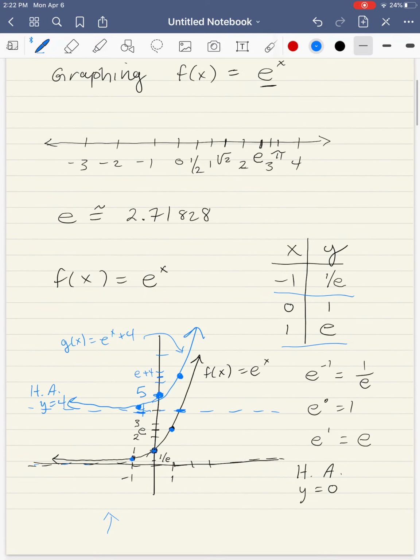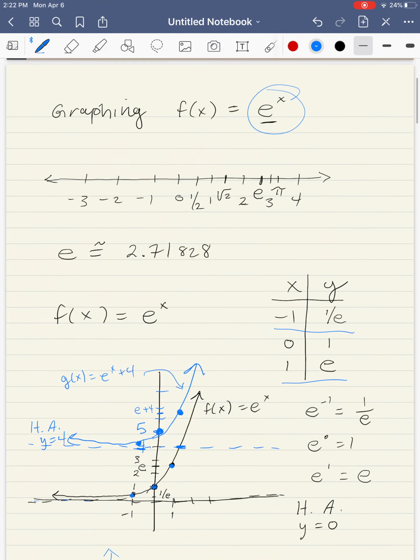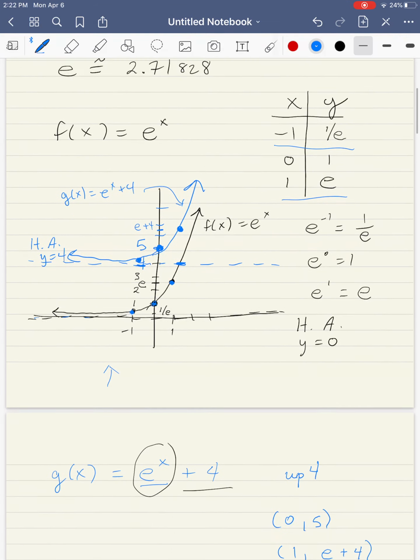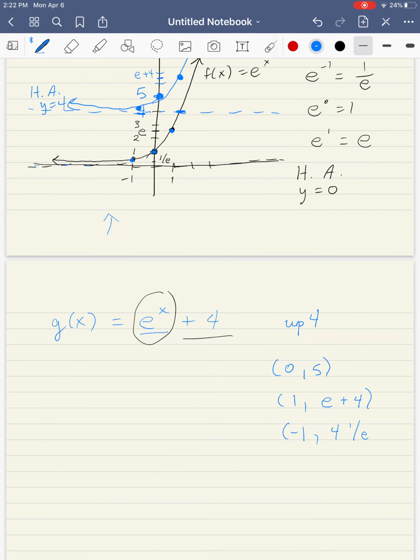So even though this looks different because it has an e in it, we can use the exact same methods that we used before if we had 2 to the x or 3 to the x or 5 to the x, etc. And we always want to use the number e for my exact value rather than a decimal approximation.